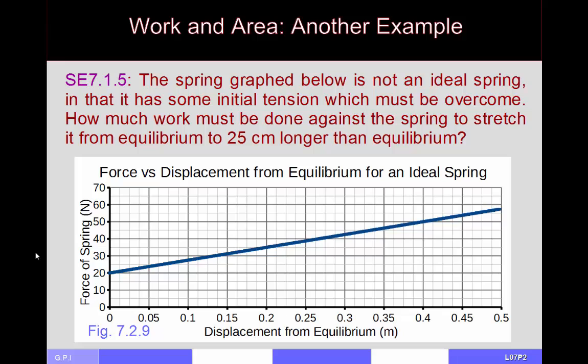So let's look at a slightly more difficult version of this. Not too much more difficult actually, but a little more difficult. It's not an ideal spring anymore. You can see where the equation method is going. In any case, what we want to know is, suppose that this thing has some initial tension to be overcome. How much work do we have to do against the spring to get from equilibrium out to 25 centimeters longer than equilibrium?